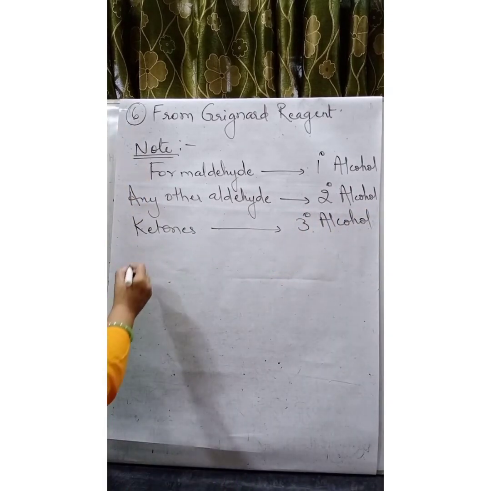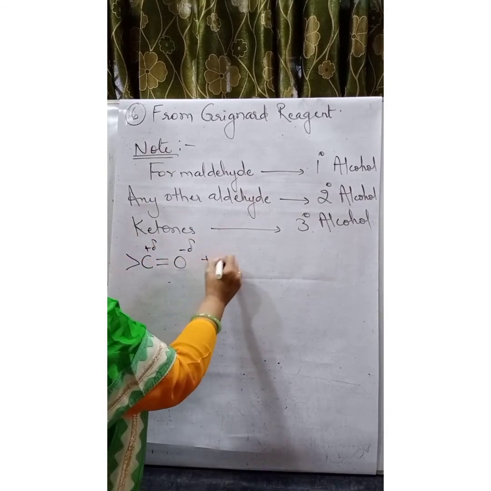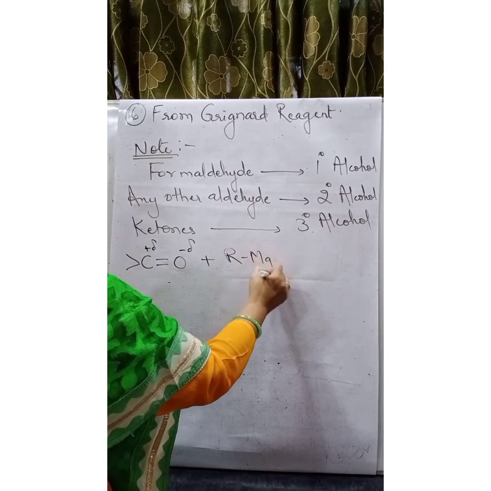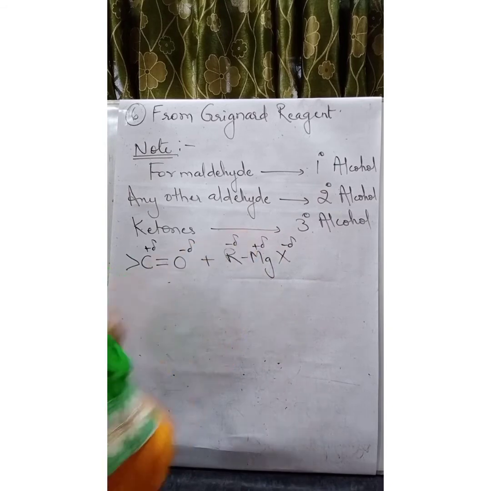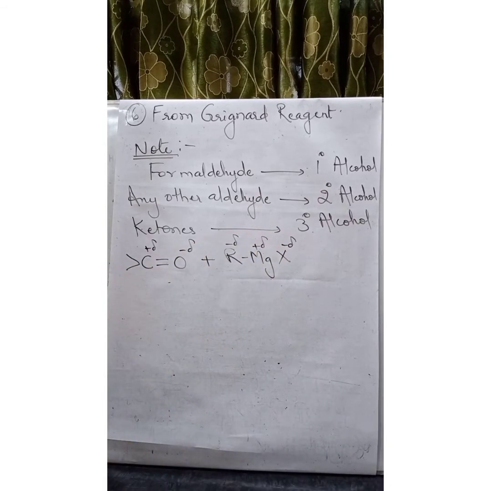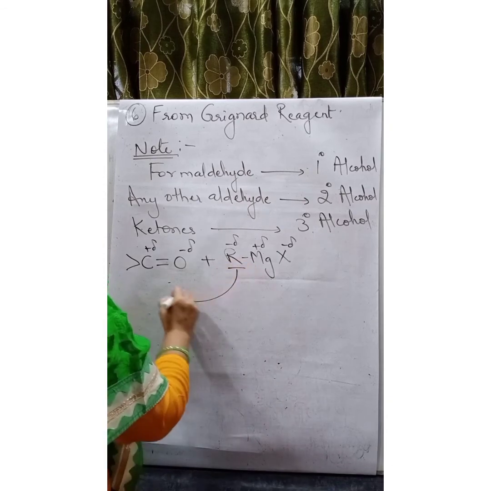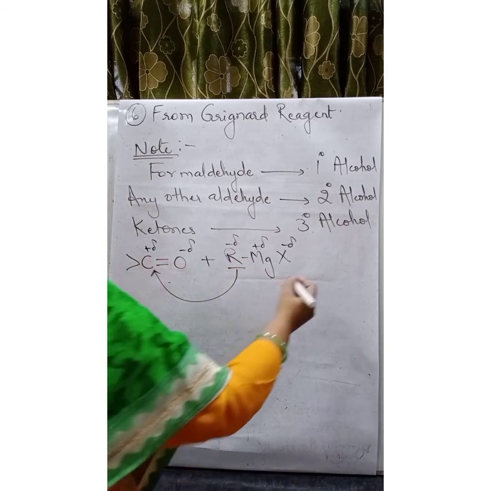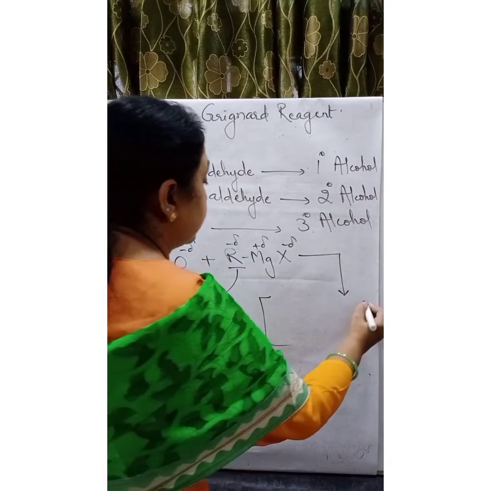Let us take the general reaction. All these aldehydes and ketones contain carbonyl group, with delta minus and delta plus. When they are treated with RMgX, this is delta minus, delta plus, delta minus. Now instead of cramming, it's a simple calculation. The negative part will attack the positive side. So it will result in the formation of an intermediate.